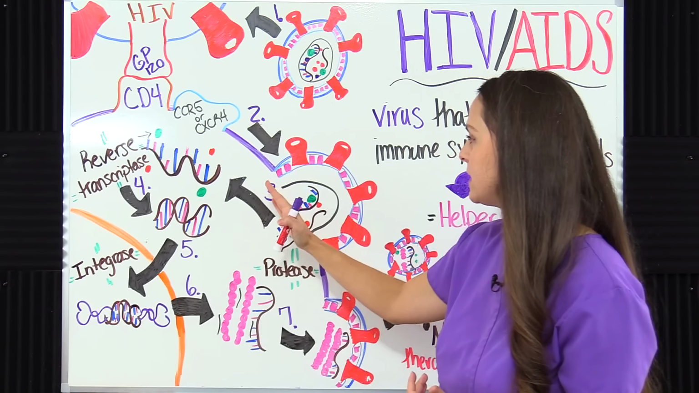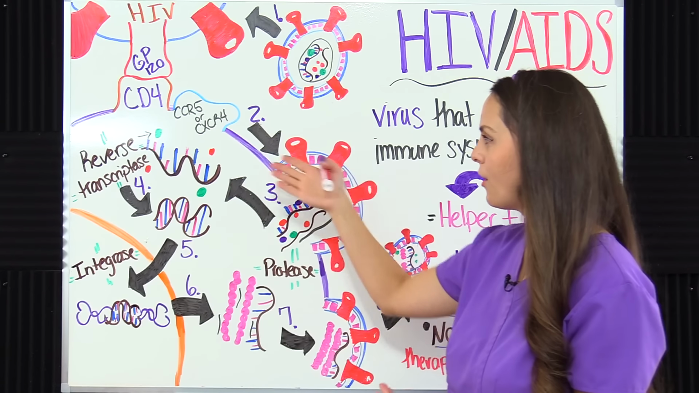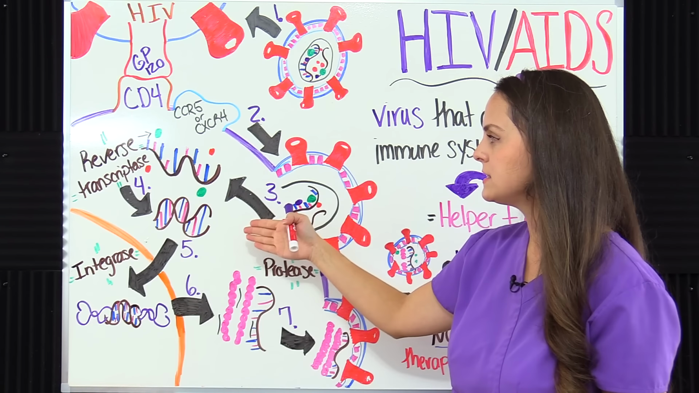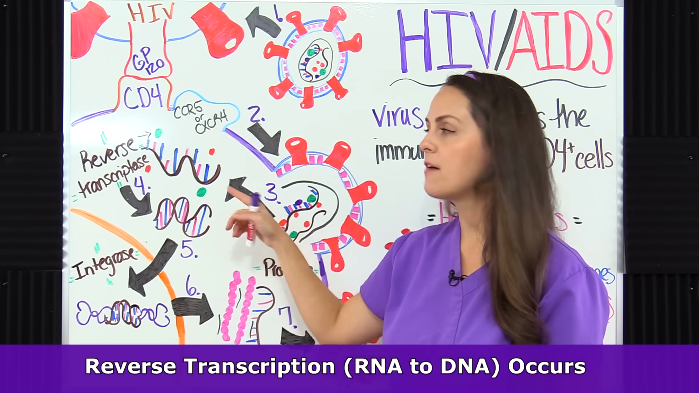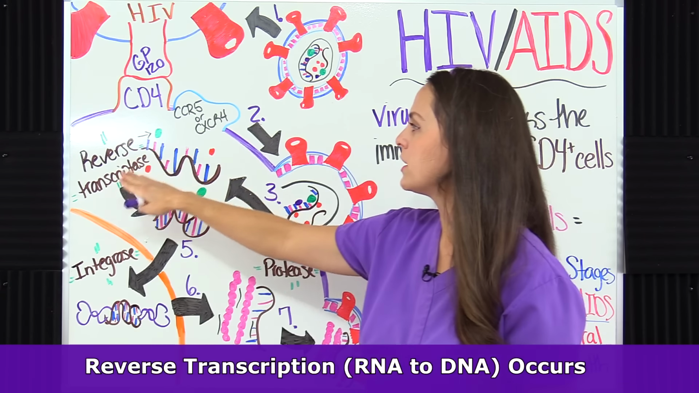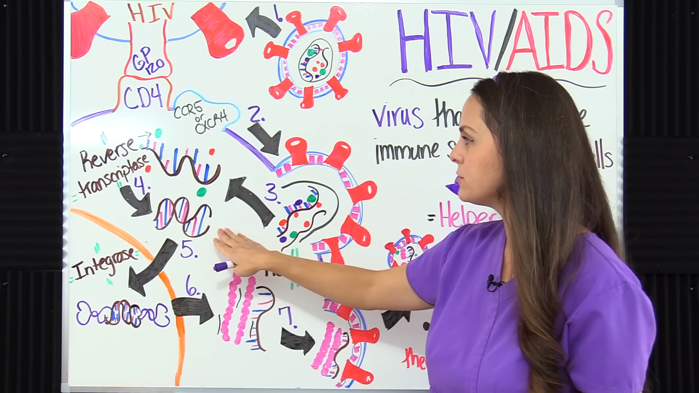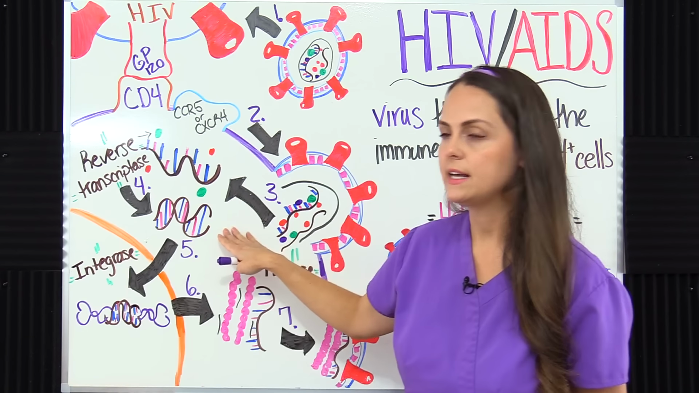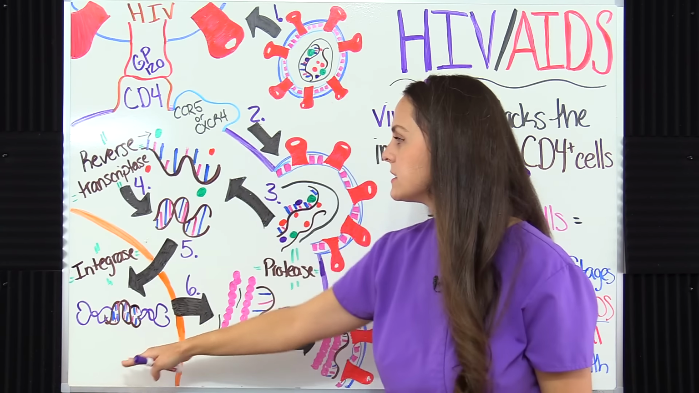Once this material is dumped in, we have our enzymes and we have our RNA. It knows that this RNA needs to turn into DNA, so it brought along an enzyme. We're going to have reverse transcription. That's the next step. So reverse transcriptase is going to turn that RNA into double-stranded DNA. This viral DNA now needs to integrate itself inside the cell's nucleus.